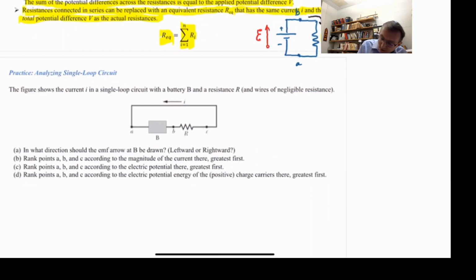So we close with a class engagement question on Blackboard. It goes like this. We have a single loop circuit with a current I, and there's a gray box that represents a battery, B. And then there's a resistor with resistance R and wires that have negligible resistance. The arrow shows the direction of the conventional current flowing in that one loop.